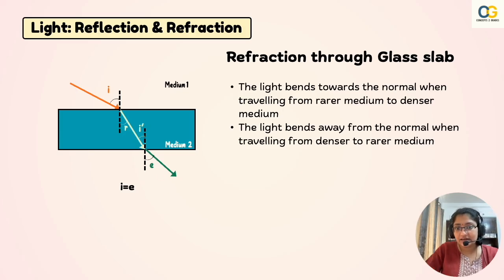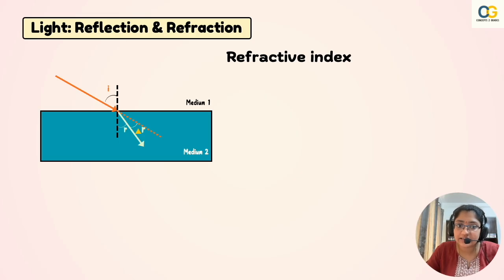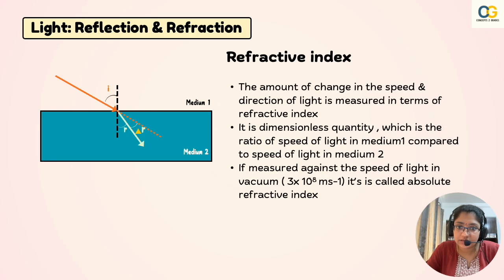This density and rarity of the material is given through the refractive index, which we will see. So let us see refractive index, which explains that light bending, why it bends, and how much it will bend in a particular medium. Why is light bending per se? It is because it changes its speed as it moves into a different medium. If in one medium it has one speed, the speed of light changes in the other medium. As we know, there are different speeds of light. So the amount of change in the speed and direction of light is measured in terms of refractive index.